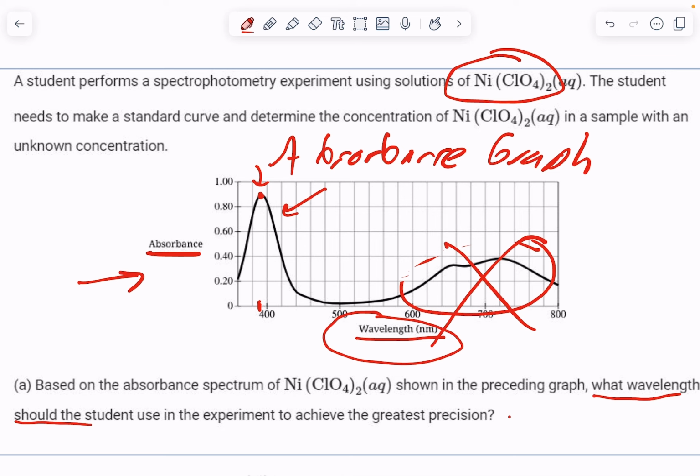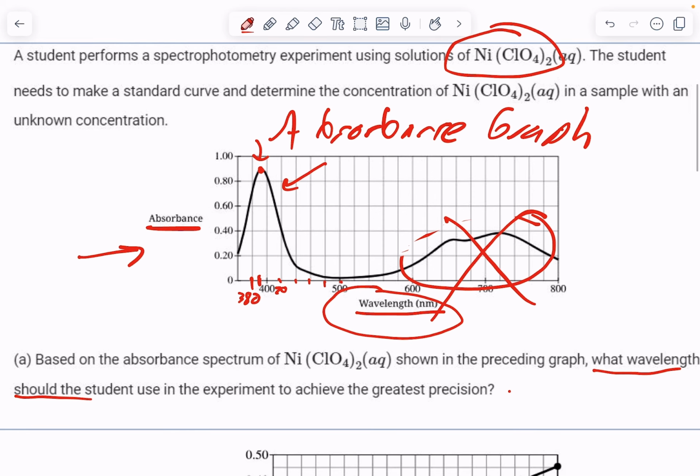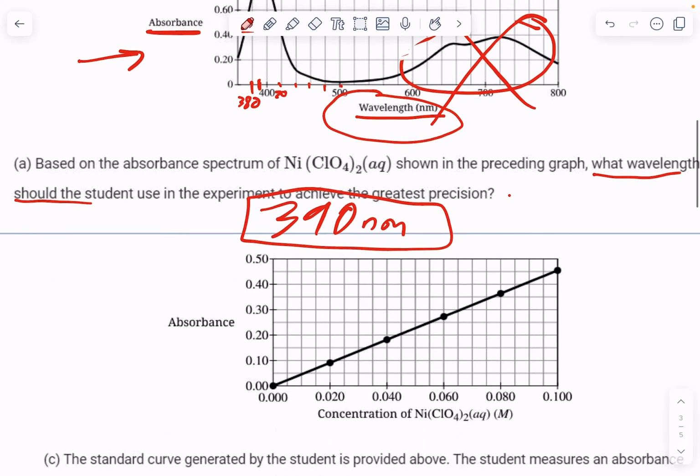It looks like there are 1, 2, 3, 4, 5 spots, so it's every 20, so that's 420, 440, 460, 480. So this right here would be 380. I imagine if you put something between 380 and 400, I'm just going to split the difference and say 390 nanometers. They give you a range, so you should be fine, and that would be all you have to put right there.